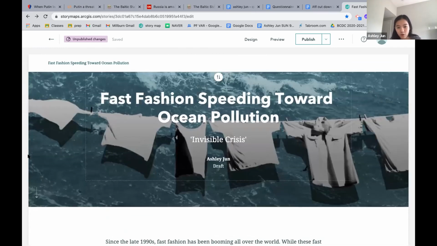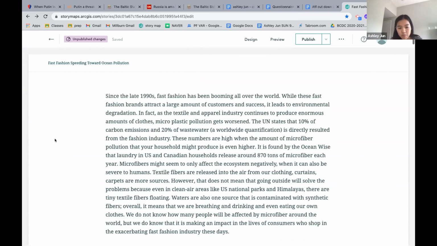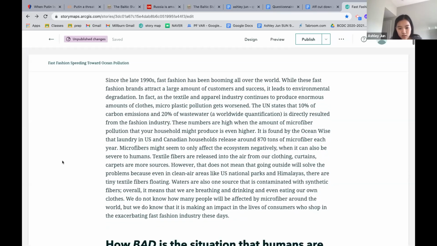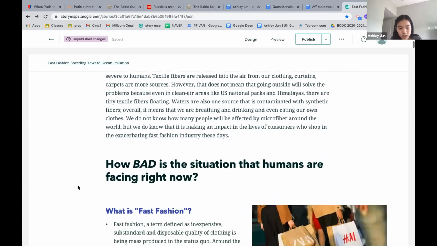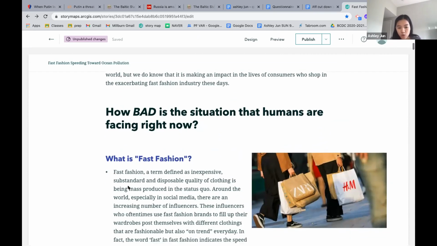Fast fashion speeding toward ocean pollution. So first I begin with just giving a basic introduction of what is going on in the world, and I go right into how bad a situation humans are facing now. So these are the social aspects.